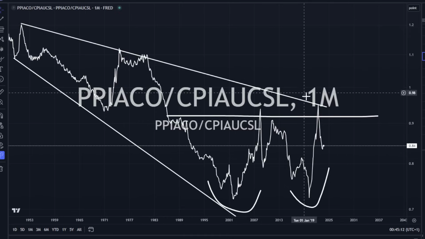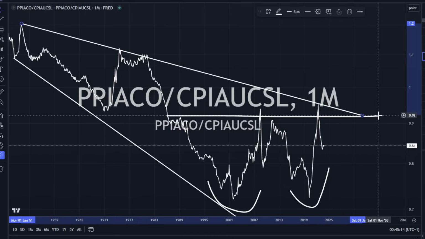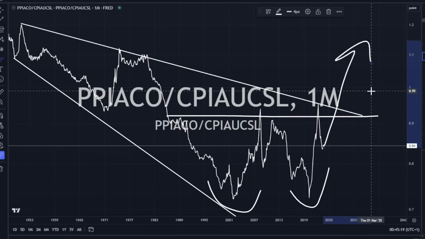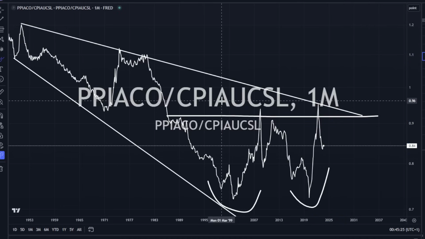If we break these resistance levels, this one here and this one here, we are going to a place that is unrecognizable, like massive inflation. And that is something we should be watching.